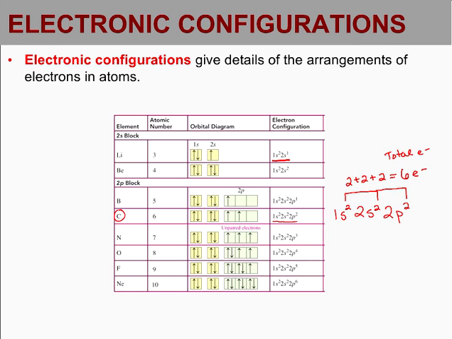All right, so now let's go down the chart to neon. Neon has 10 electrons, and they're all paired. So we're completely filling in the 1s, the 2s, and the 2p subshells. And its electron configuration is 1s2, 2s2, 2p6. Because we have 2 electrons in the 1s orbital, 2 electrons in the 2s orbital, and 6 electrons in the 2p orbital.